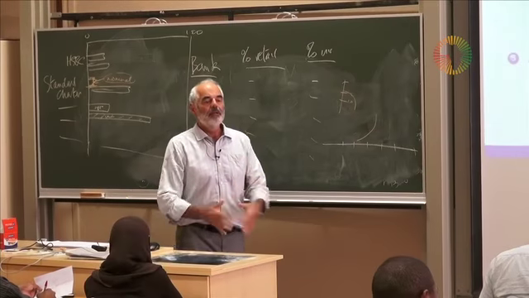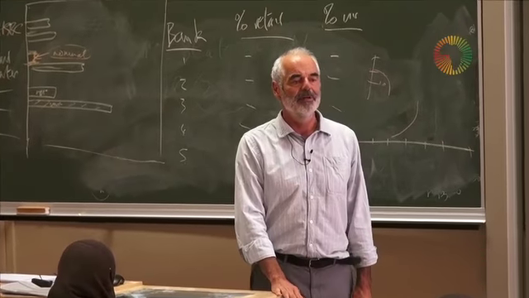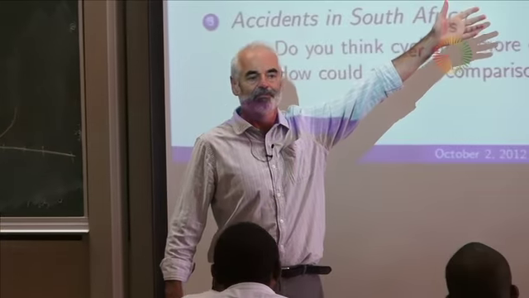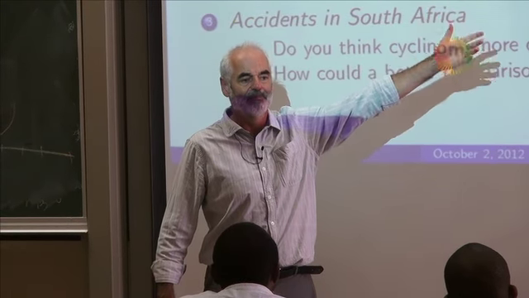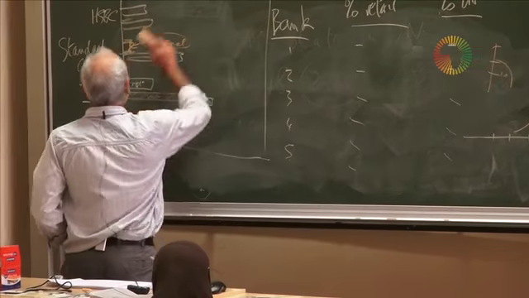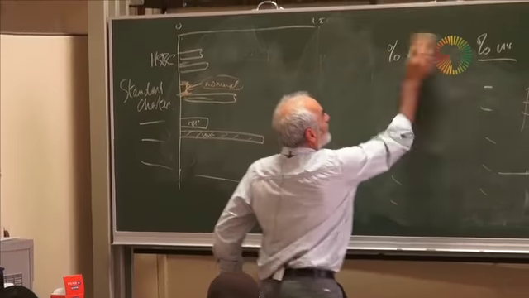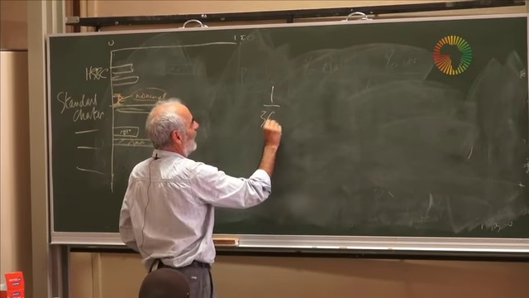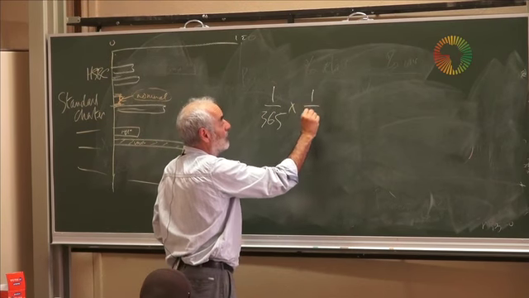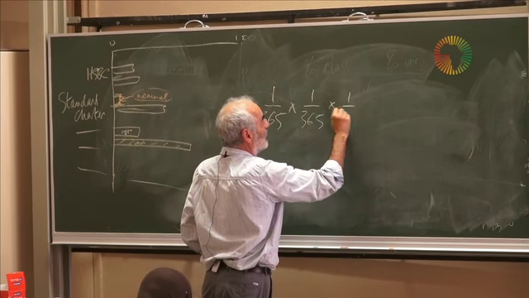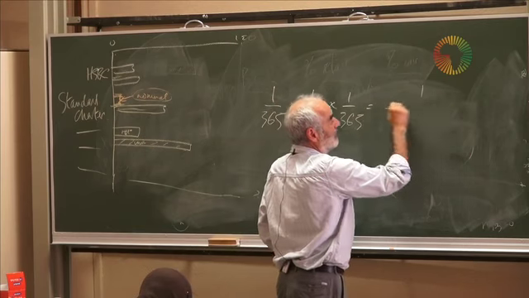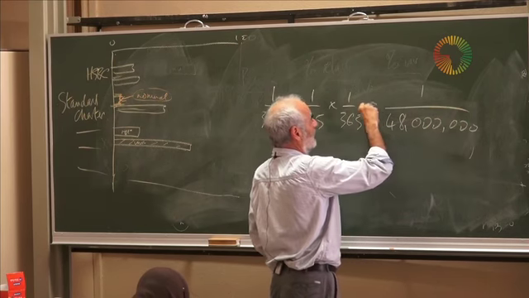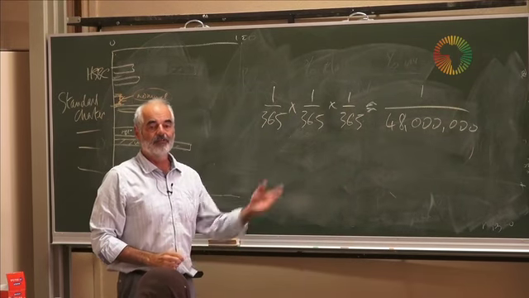Okay. The kids born on one day, 3 birthdays. Can anyone say where the 1 in 48 million came from? Anyone got an idea where that number came from? What they did was, they took 1 over 365 times 1 over 365 times 1 over 365, and you get roughly 1 in 48 million. So that's where they got it from.